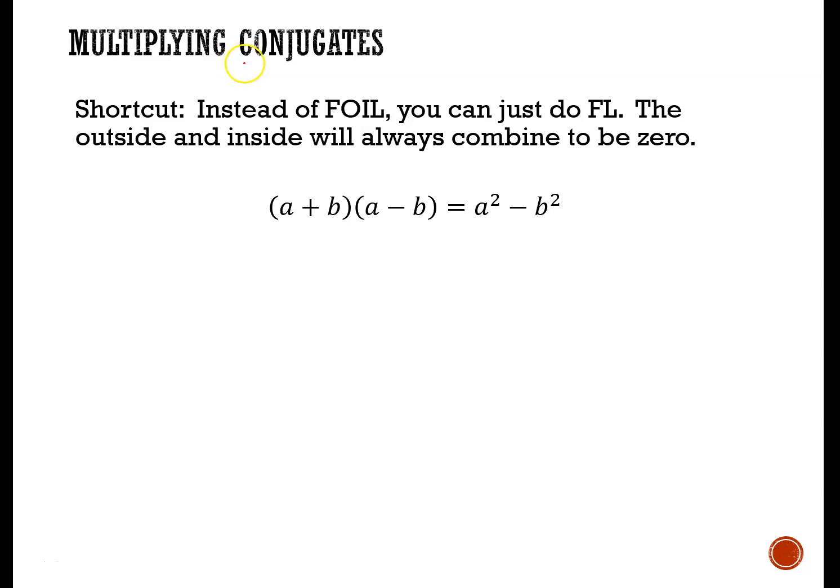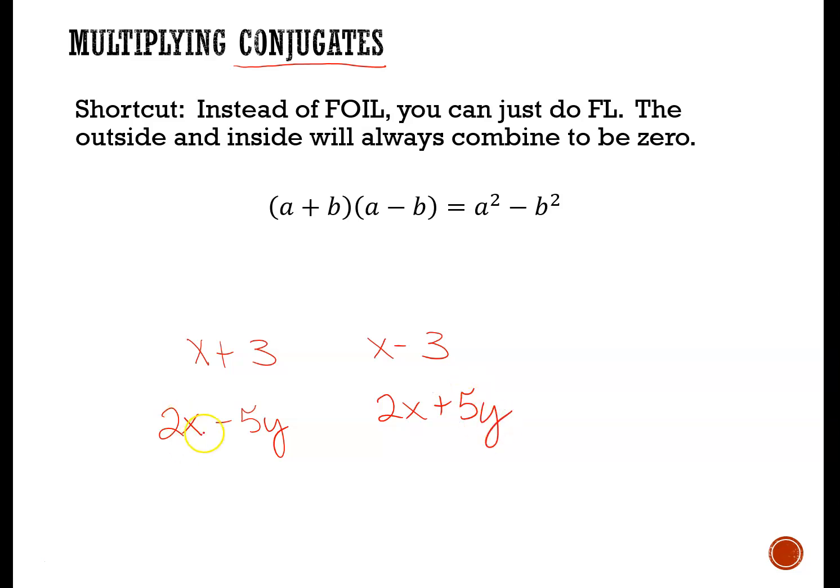Now, in the first video, we defined conjugates along with several other words. So you may have forgotten what conjugates are, but they are two binomials where the sign in the middle is opposite. So a plus b and a minus b are considered conjugates. Maybe you want to do x plus 3 and x minus 3. Those would be conjugates. You could do something like 2x minus 5y and 2x plus 5y. So it's just binomials where the sign in the middle is opposite.